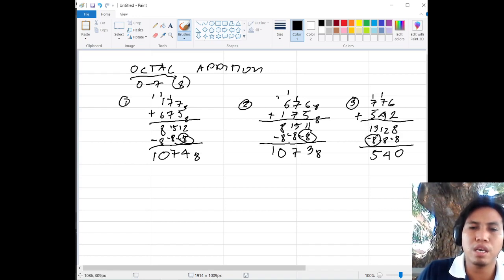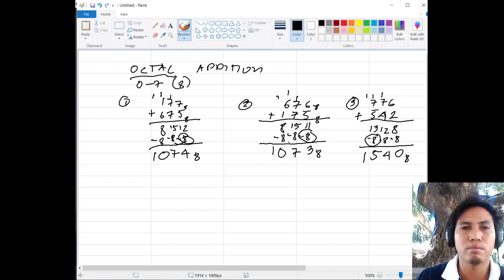So we subtracted 8 in here. Again, you need to carry out 1 unit. Now you just need to bring that one down. Then the resulting value is 1540 base 8. Okay?